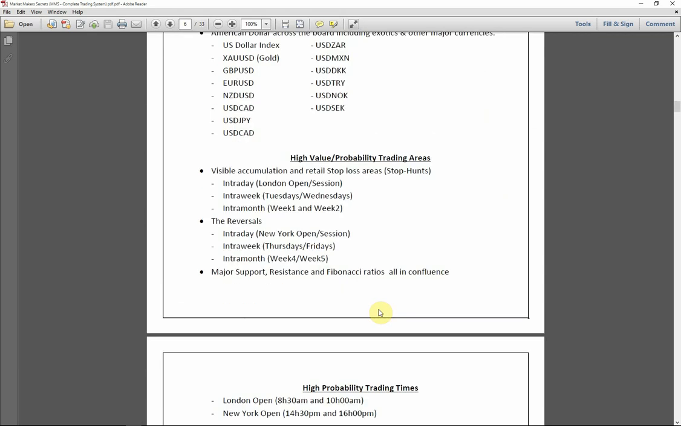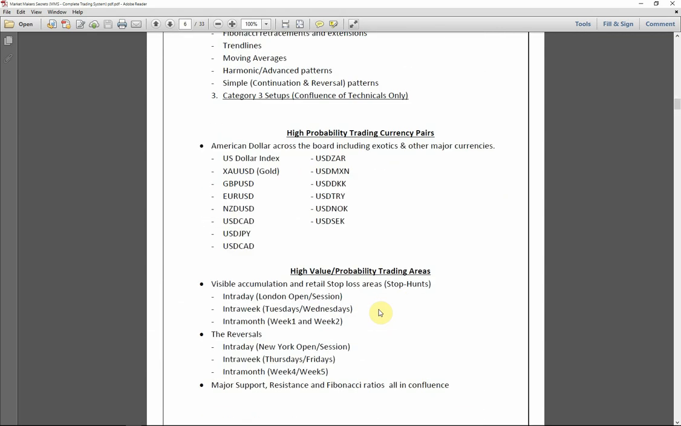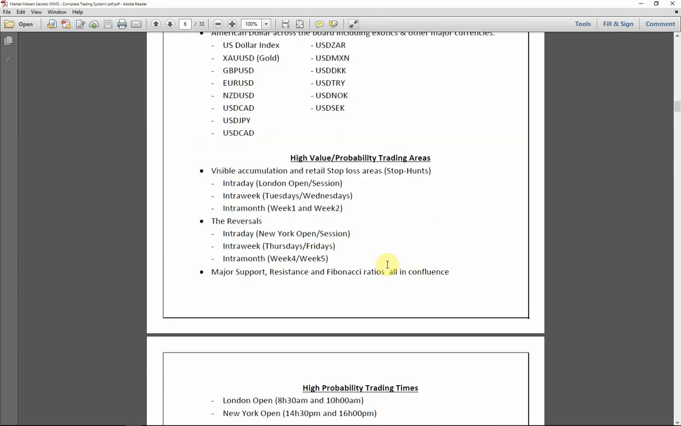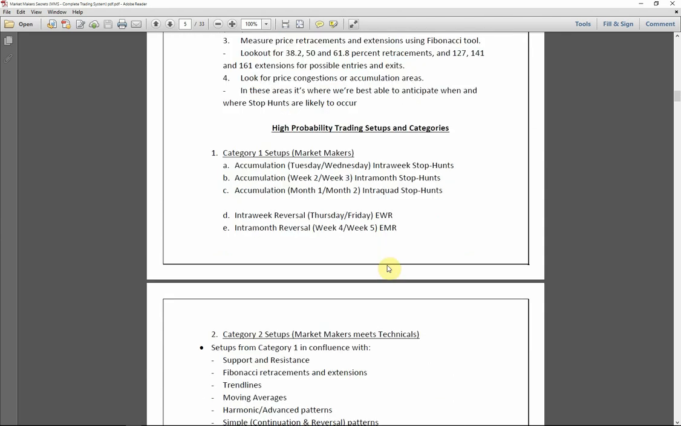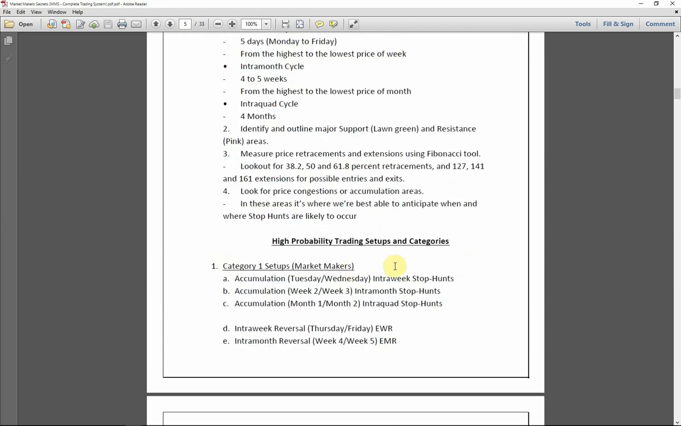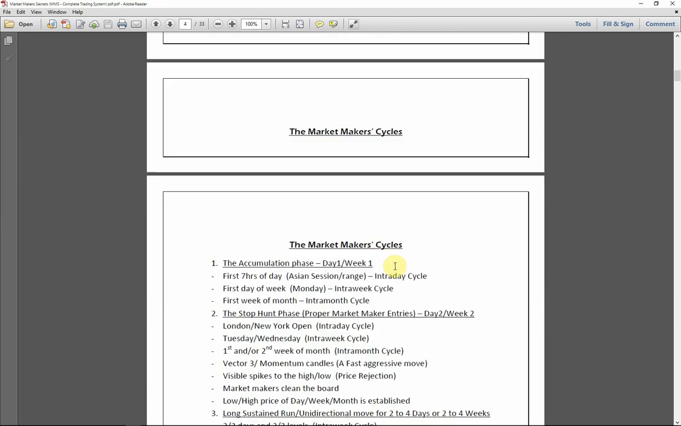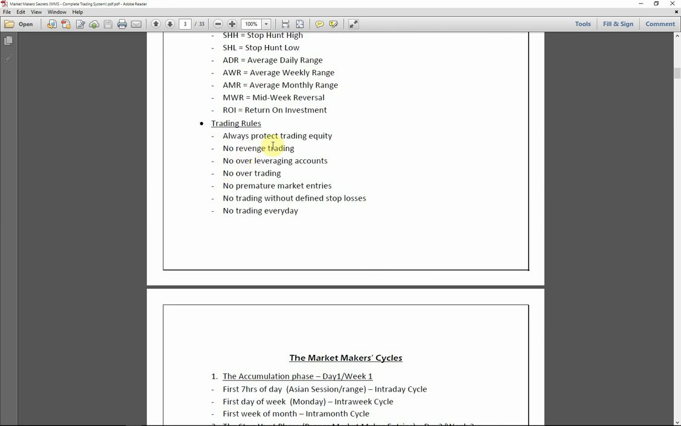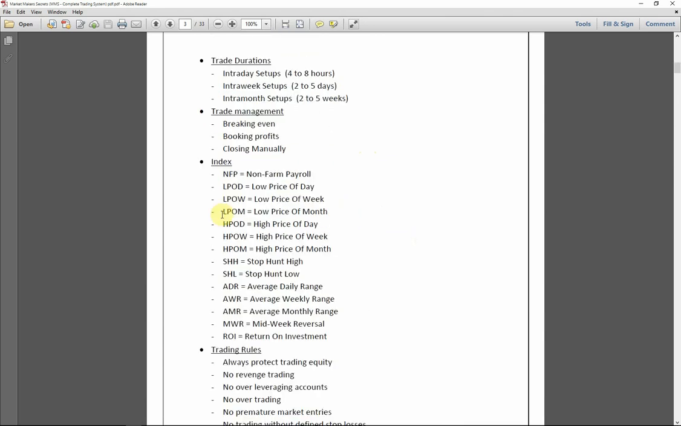So I want to show you entry rules. This document has everything. Every trading currency, high value trading areas, high value trading pairs, high value trading times, and so forth. High probability trading setups and categories. The market maker cycle trading rules: always protect your trading equity. No revenge trading, no leveraging accounts, no over trading, no premature market entries, no trading without defined stop losses, no trading every day. You have the index there, trade management, how to break even, book profits, and how to close manually.